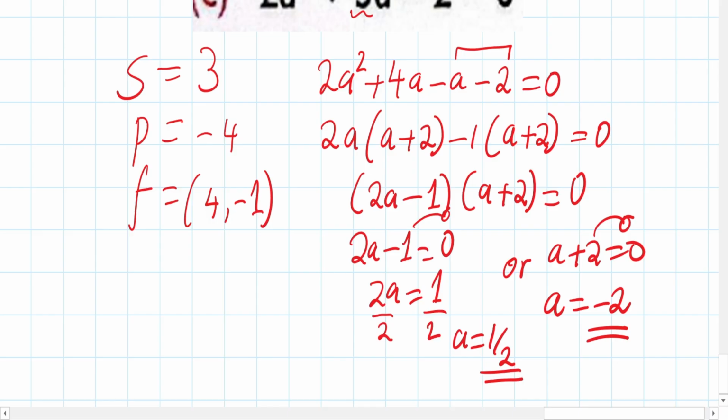Now, what if we get a question like this, a word problem? Then how will we solve it? The product of two consecutive whole numbers is 42. Determine the numbers themselves. Now, two consecutive whole numbers.